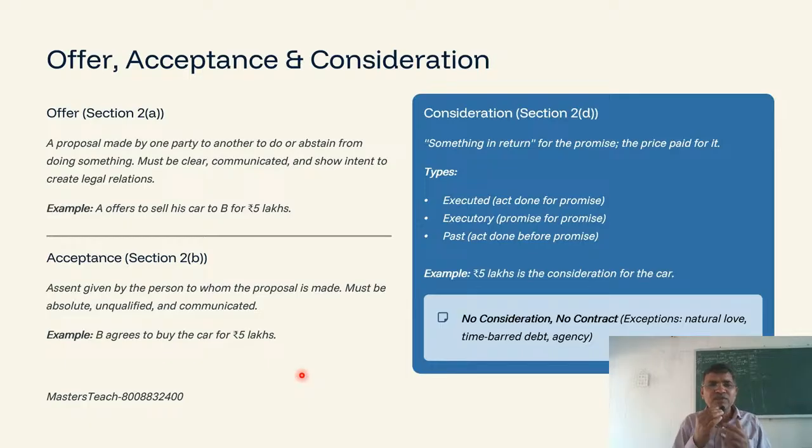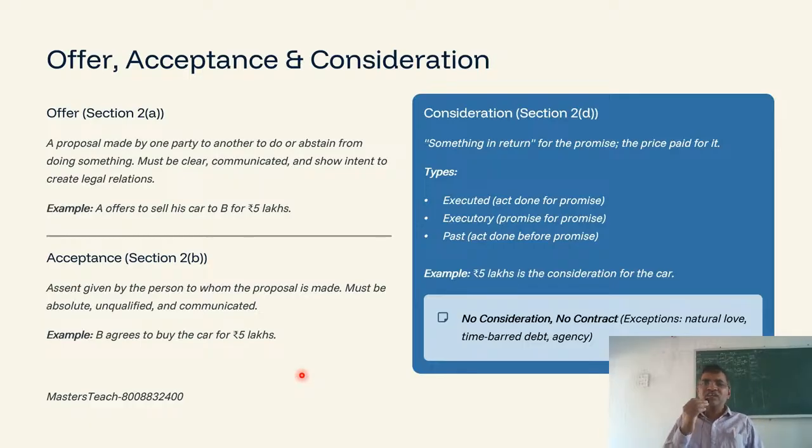Acceptance means the assent given by the person to whom the proposal is made, and it must be absolute, unqualified, and communicated. That means B agrees to buy the car for 5 lakhs. This is called acceptance. So you have to mention Section 2(a) and 2(b) also: offer for 2(a), acceptance for 2(b).